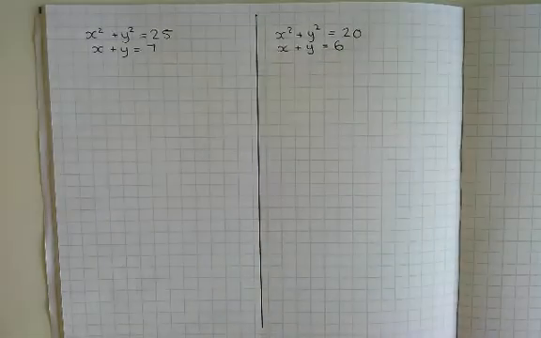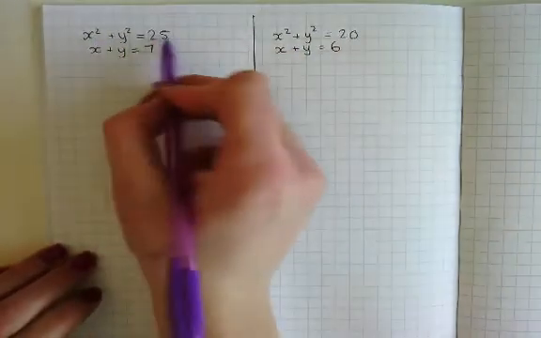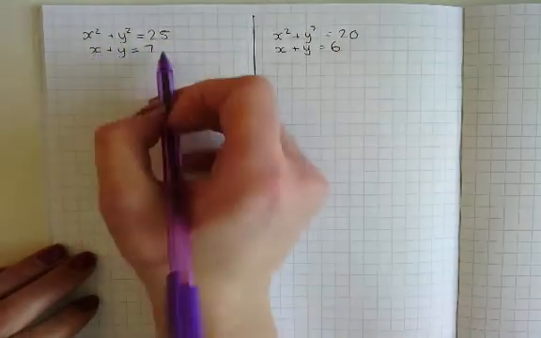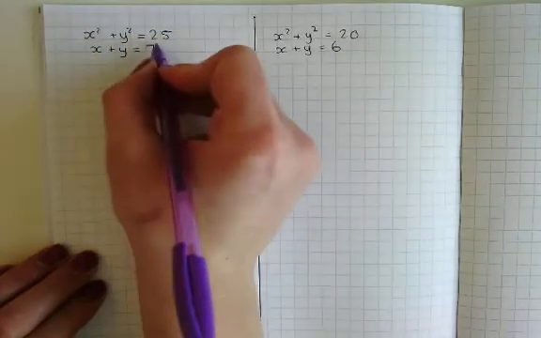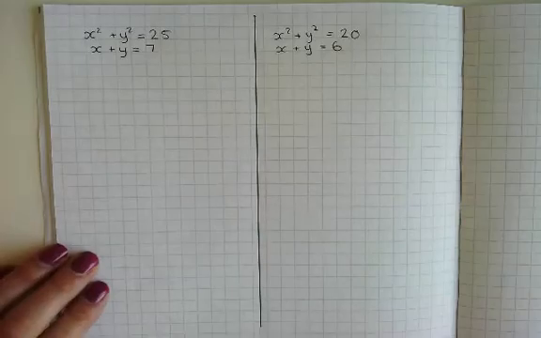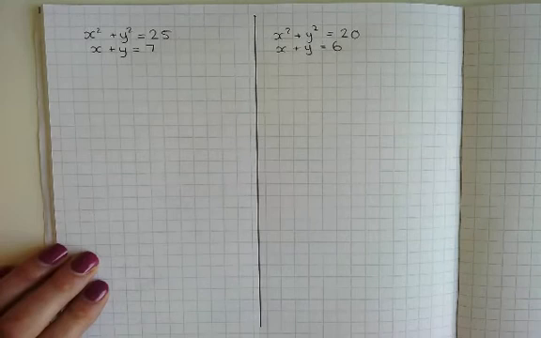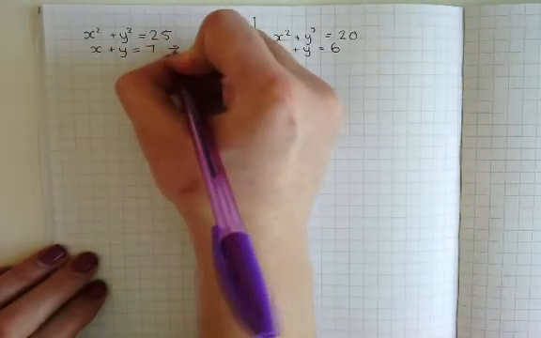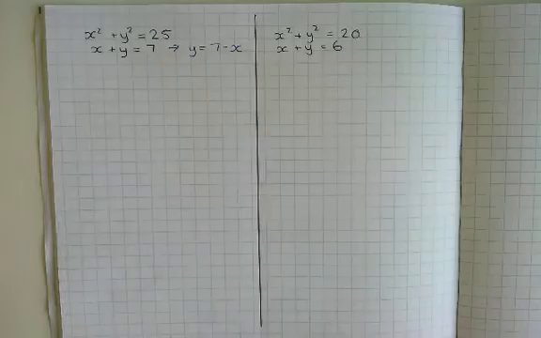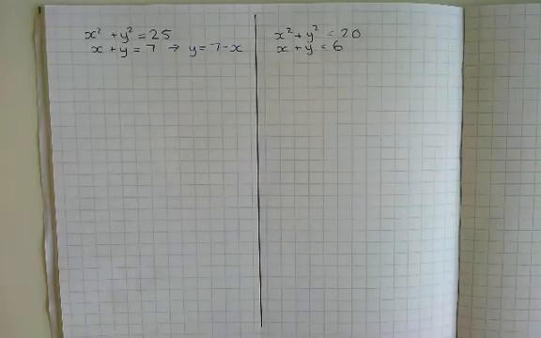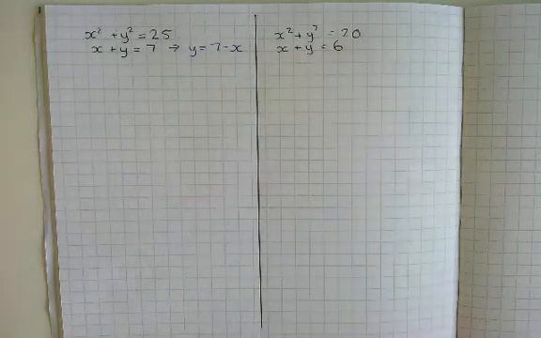Right, we're going to look at another type of simultaneous equations question. What we have here is an equation of a circle and an equation of a straight line. First of all, this equation of a straight line, I'm going to write it as y equals, so I'm going to make y the subject. So that can be rewritten as y equals 7 minus x. I could have made x the subject, it doesn't matter which. Sometimes it'll be easier to make y the subject, sometimes it'll be easier to make x the subject.